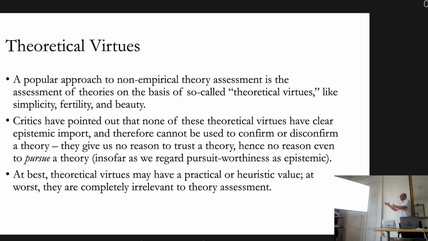Now, I'm convinced by the critics here, the critics that have pointed out that none of these theoretical virtues have a clear epistemic import. And because of this, insofar as they don't have any epistemic import, we can't use things like simplicity, fertility, and beauty to confirm or disconfirm a theory. They don't give us any reason to trust a theory. They don't even give us a reason to pursue a theory insofar as we regard pursuit worthiness as an epistemic matter. Now, as a merely practical matter, or maybe because we have other values besides epistemic ones, we might have things like beauty influencing us.